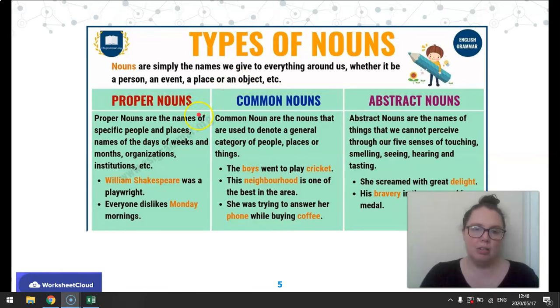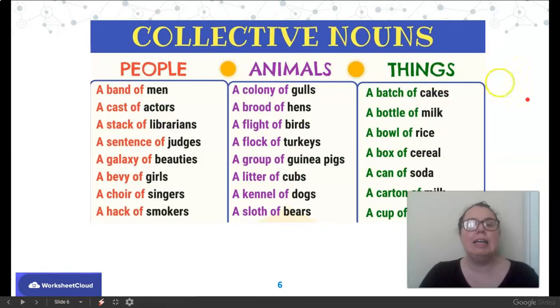Right, so a proper noun, capital letter. Common noun, put it in a box most of the time. Abstract noun, can't put in a box. So those are little hints for you to remember. Okay, so those are just 3 of the ones we're looking at.